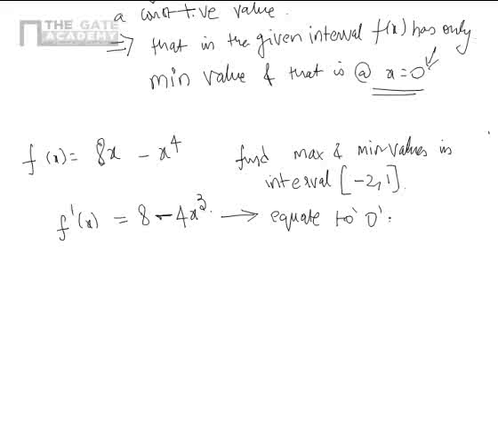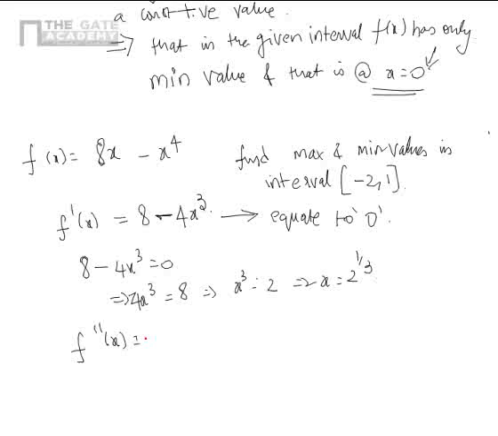Okay, so 8 minus 4x cube equal to 0 implies 4x cube is equal to 8, x cube is equal to 2, x is equal to 2 power 1 by 3. Correct? Now, what is f double dash of x? We have to find this, because we cannot conclude anything from f dash x equal to 0, because we have seen that both at maxima as well as at minima f dash x will be 0. So we have to find f double dash. What is f double dash of x?